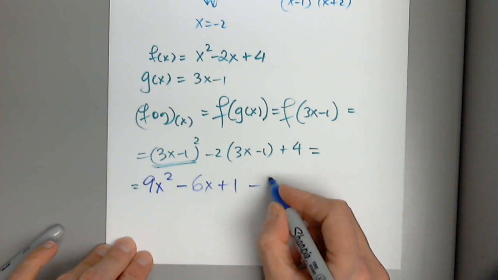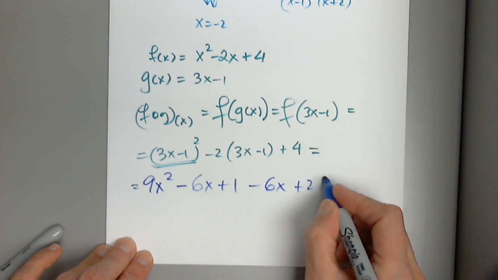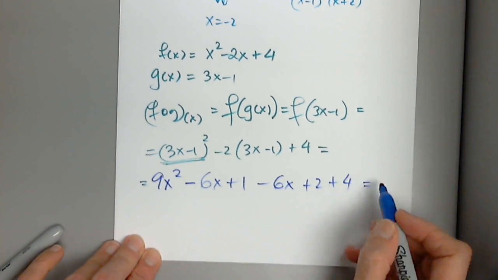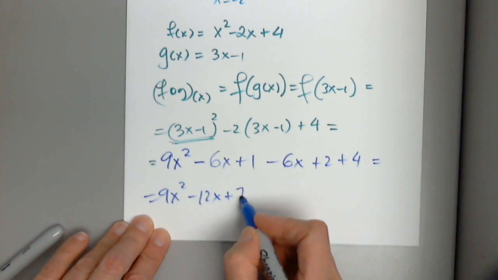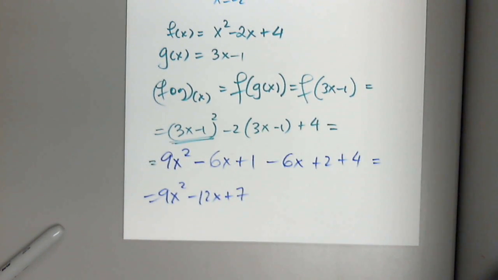Perfect. So minus 6x plus 2 and plus 4. Combine like terms, 9x squared minus 12x plus 7. Is this what we needed? Is that clear? That's just stuff with g, right?